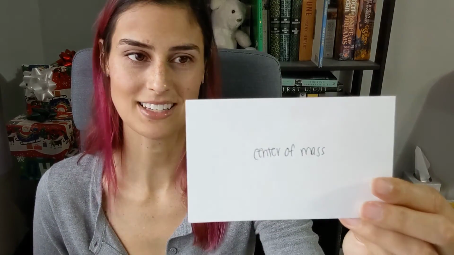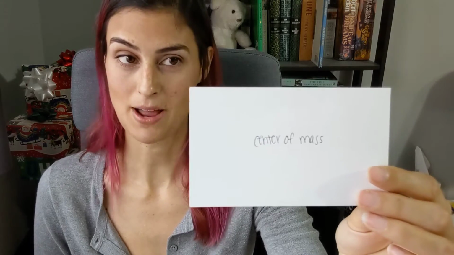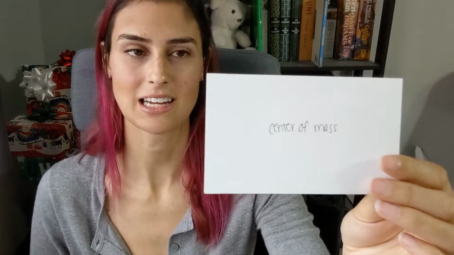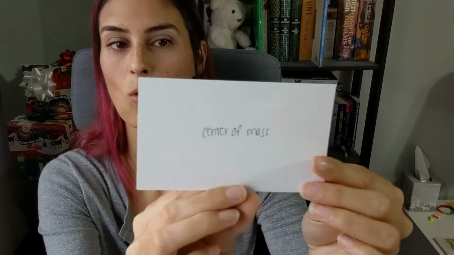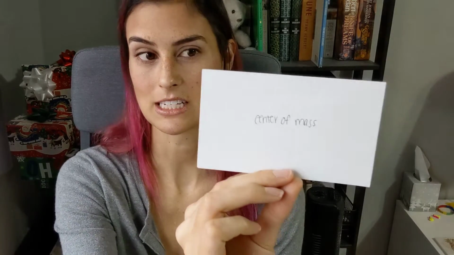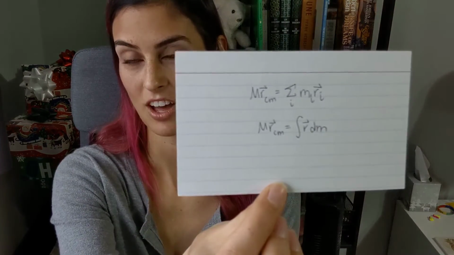Center of mass. So this is the total mass times the position of the center of mass is equal to the sum of each individual mass times its position vector. Or that's for discrete masses, or if it's continuous, then it's equal to the integral of r dm.